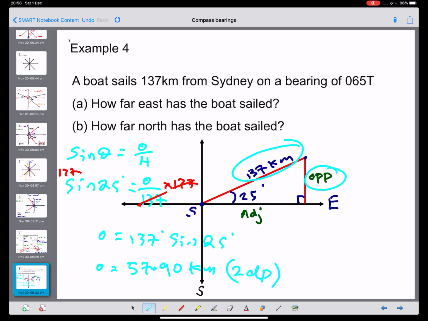Okay, that should be an introduction to bearings. It is by no means an exhaustive tutorial, but it should give you some of the fundamental definitions. For HSC students, you will need to complete the rest of the questions in your relevant textbook. These are popular questions in HSC general standard exams, and you'll need to know them in a pretty fundamental way if you're going to successfully answer these questions. So good luck.